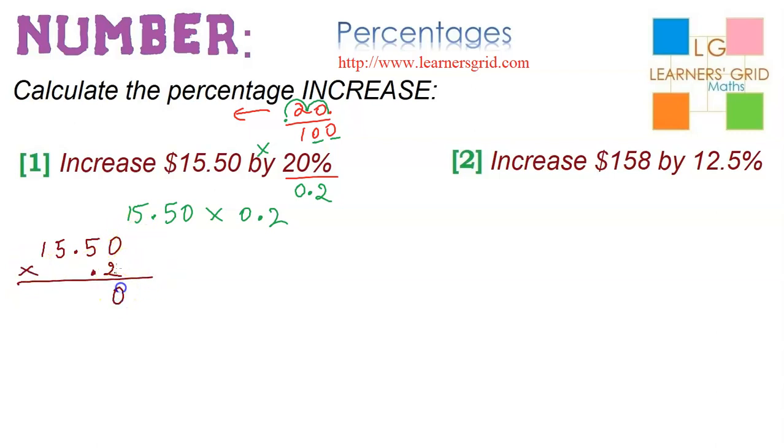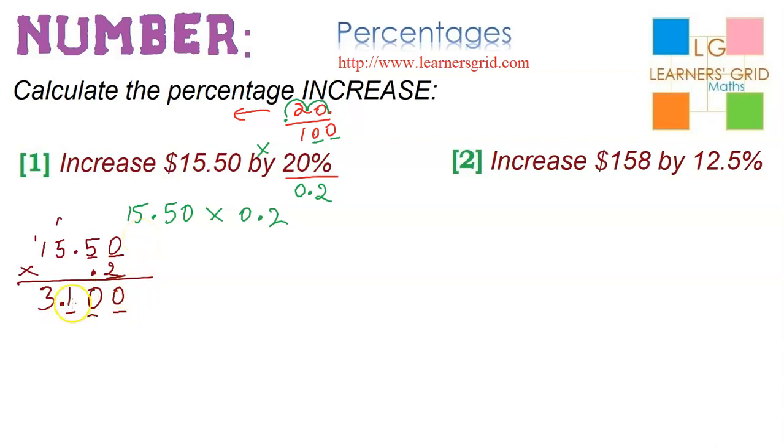2 times 0 is 0. 2 times 5 is 10. So put the 0 here, carry the 1. 2 times 5 is 10, plus 1 is 11. And then 2 times 1 is 2, plus 1 is 3. Where does the decimal point go? Well, there's 1, 2, 3 decimal places in the question. So there have to be 1, 2, 3 decimal places in the answer.